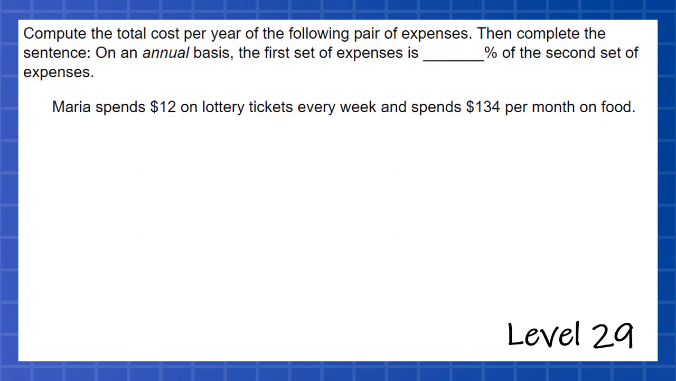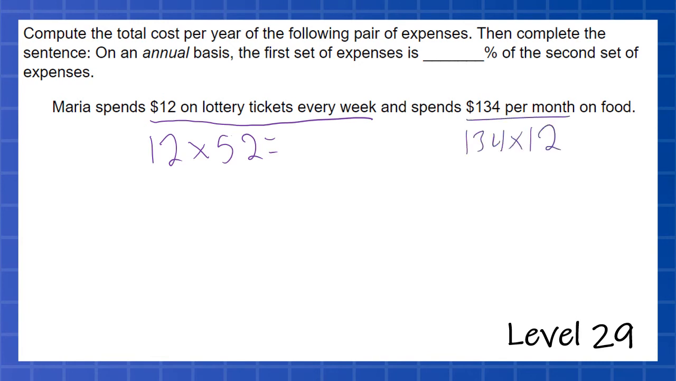Compute the total cost per year of the following pair of expenses, and then complete the sentence. On an annual basis, the first set is blank percent of the second set. So the first thing we need to do is annualize this. $12 every week. We need to multiply by how many weeks there are. There are 52 weeks. And so that's going to give us our number there. 134 per month, we need to recognize that 134 each month, we need to multiply it by 12. Now, since we're putting it as a percent, that means that on top, we're going to put the first, since it's a percent of the second.